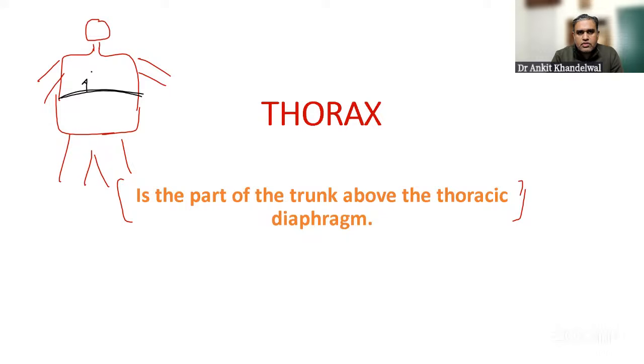Above the diaphragm, we have the thorax, and below the diaphragm, we have the abdomen. So what they're saying is a part of the trunk above the thoracic diaphragm. This whole is the trunk, and the part above the thoracic diaphragm is the thorax. Simple.